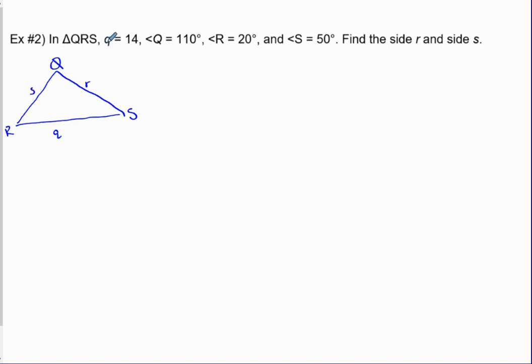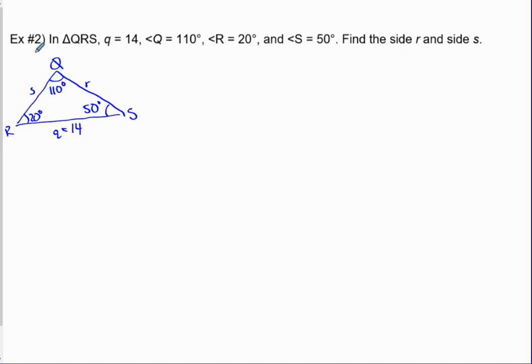Right. Now, side q is 14. Angle Q is 110 degrees. Angle R right here is 20 degrees. And angle S is 50 degrees, right here. Now, I want to find side r and side s, so the two sides that I do not know.